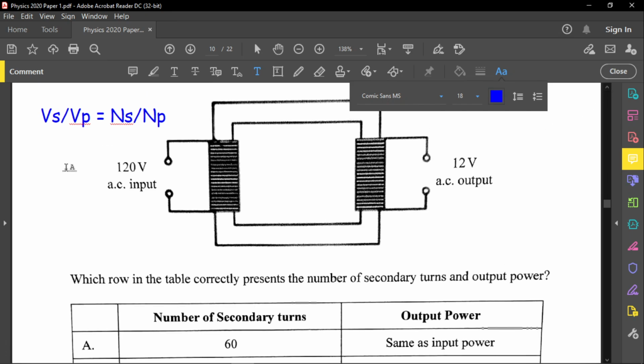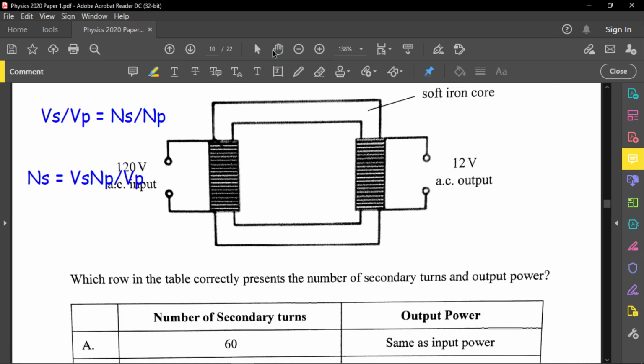So let's make NS the subject of the formula. So NS is equal to Vs multiplied by the primary turns, divided by the primary voltage. Okay, so this will be our formula right here. Let me drop this a little bit down so we can move it out of the way, so at least you could get a better view of this. Now let's put it down here. Great, that is now the formula to calculate.